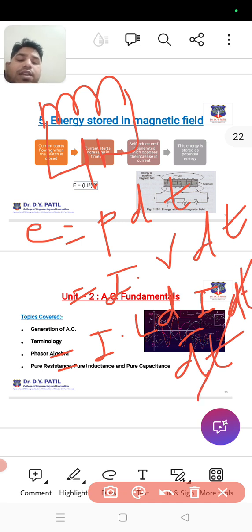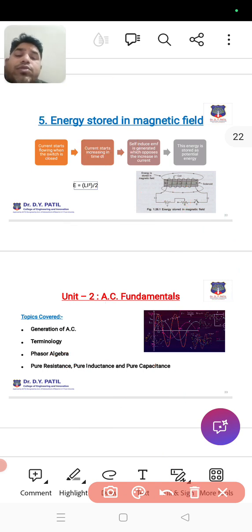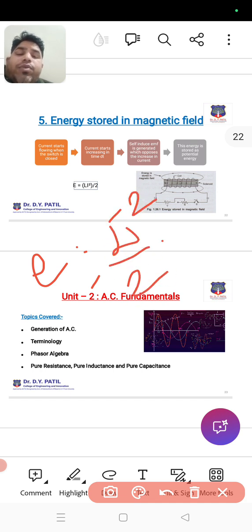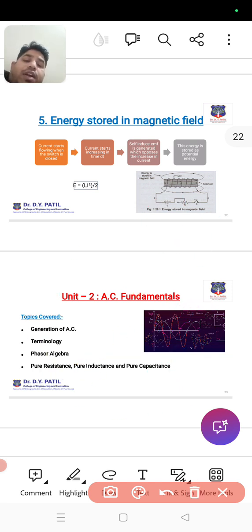dt gets cancelled, we will get E is equal to integration of L into i di, in which I is a variable, so I integrates to I square divided by 2. So E is equal to I squared divided by 2 into L, so L I square divided by 2. It's nothing but the derivation for that.